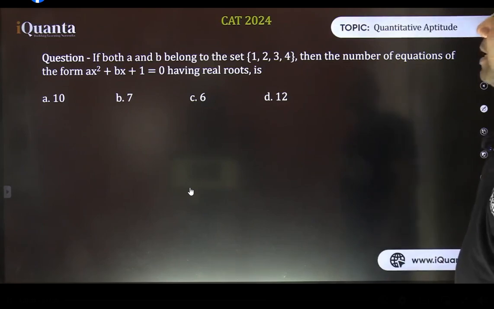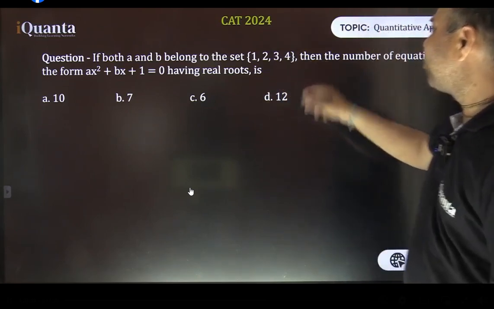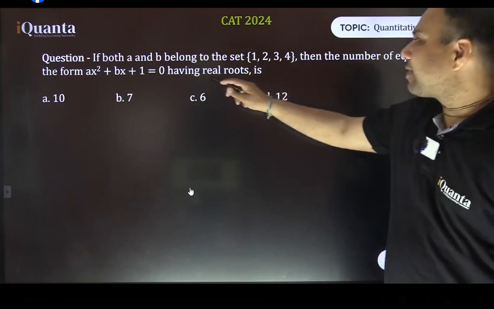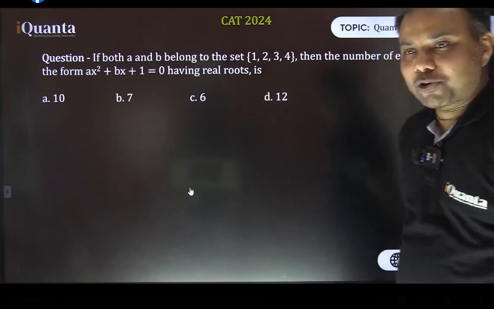If both a and b belong to the set {1, 2, 3, 4}, then the number of equations of the form ax² + bx + 1 = 0 having real roots is... It's exactly a similar question. Please try to answer.